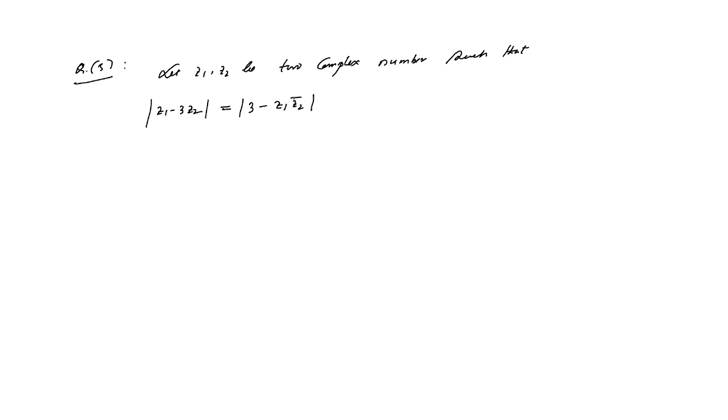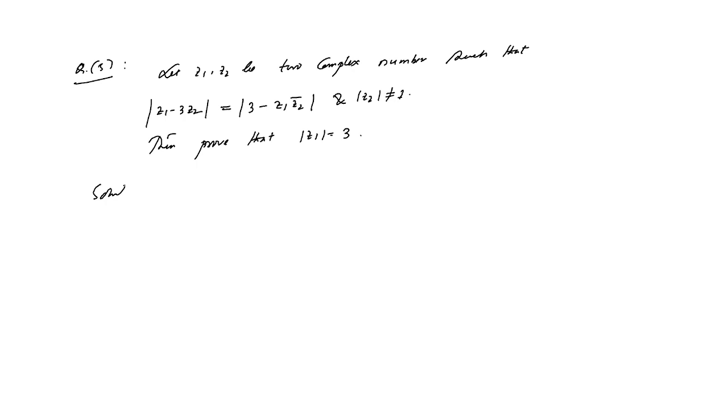What is given in question number 5? Let Z1, Z2 be two complex numbers such that mod of Z1 minus 3Z2 equals mod of 3 minus Z1 Z2 bar, and mod of Z2 is not equal to 1. Then prove that mod Z1 equals 3.